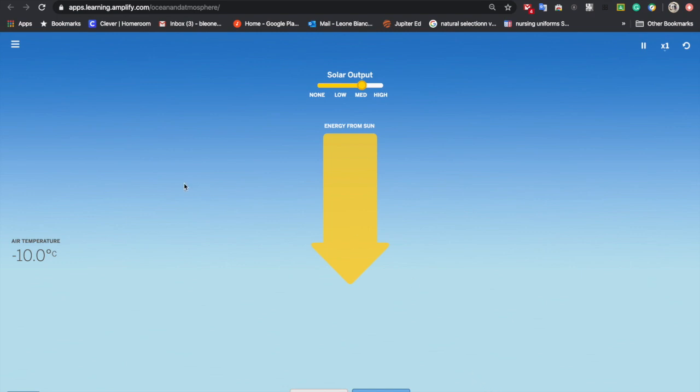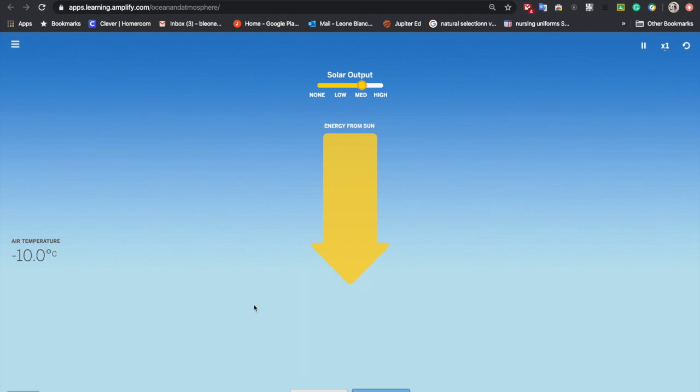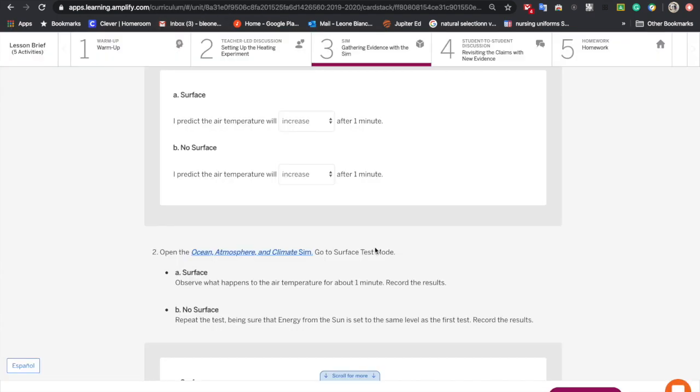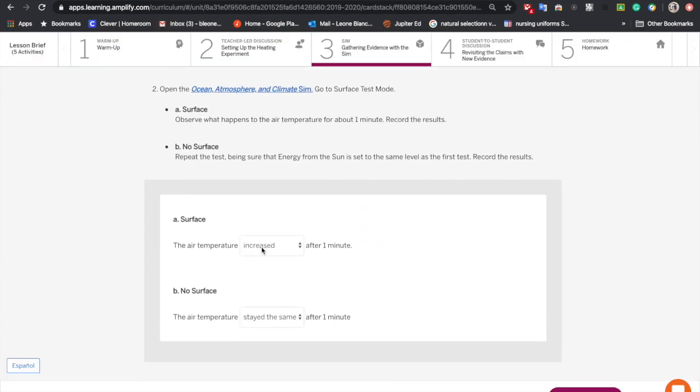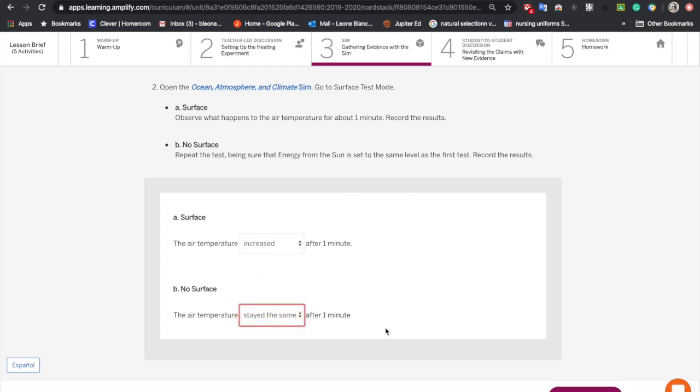And as you see, the temperature never changes. So this kind of supports claim 2, the idea that when there's a surface, the energy, it's hotter above. Because here it's going up to probably about 15, 16 degrees, whereas here, with no surface, the air is just -10, below freezing, and never changes. So if I go back to this area right here, the test actually showed that the air temperature when there's a surface increased, but the air temperature stayed the same after about a minute.